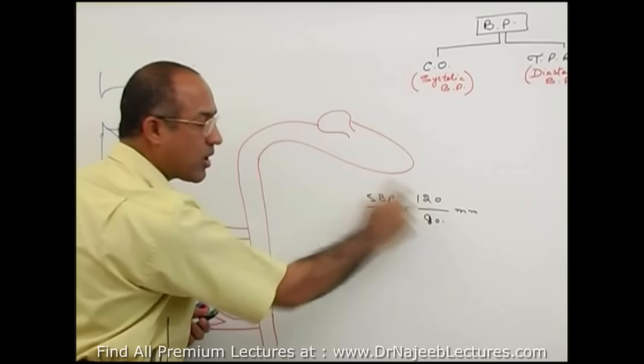And preload depends on what? Preload is mainly end diastolic volume. Preload or end diastolic volume or left ventricular filling depends on total blood volume, venomotor tone. And one very delicate point. What is that? One more factor: diastolic duration. Because during the diastole, blood is filling in the ventricle. Is that right?